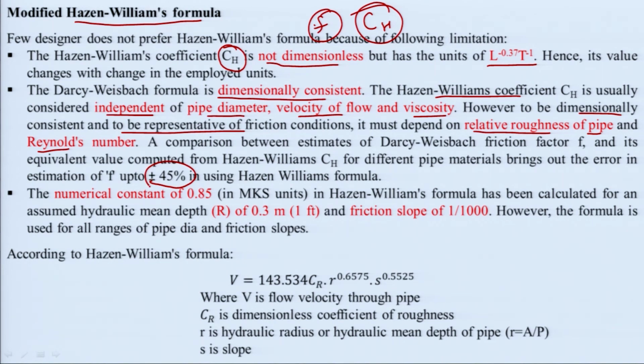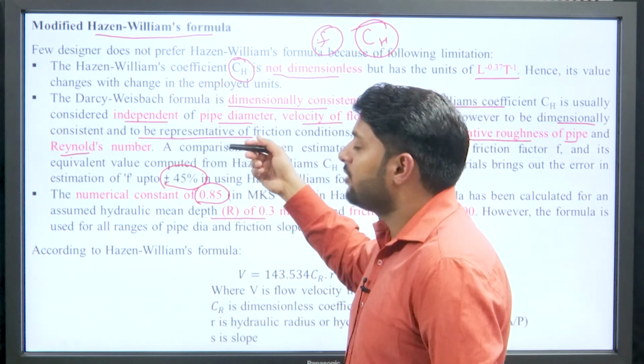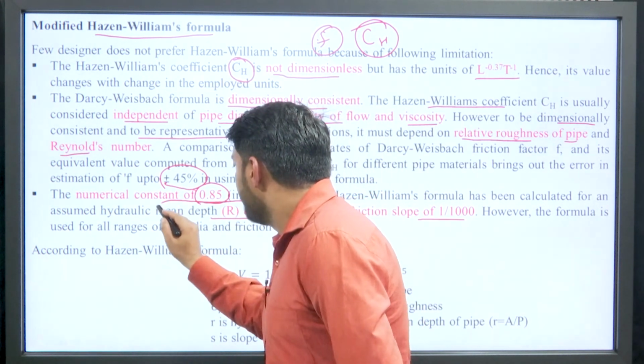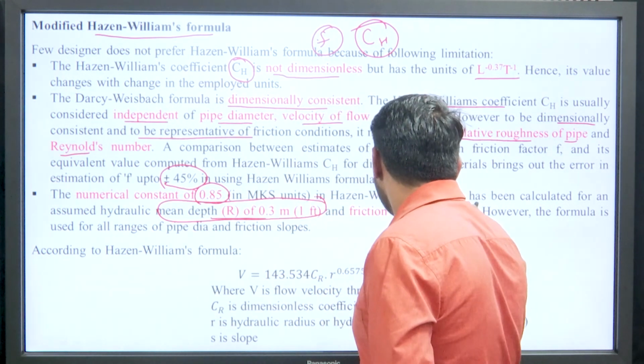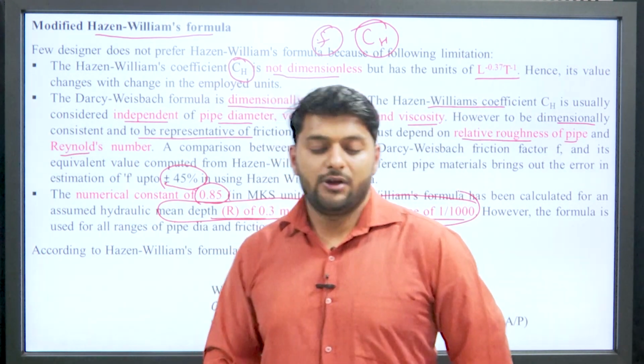The next limitation is that the constant 0.85 was derived by taking the hydraulic mean depth as 0.3 meter and the slope of line, or frictional slope, as about 1 in 1000. But while designing the pipe, we are not going to take R and slope as these values. We are going to use it for different values.